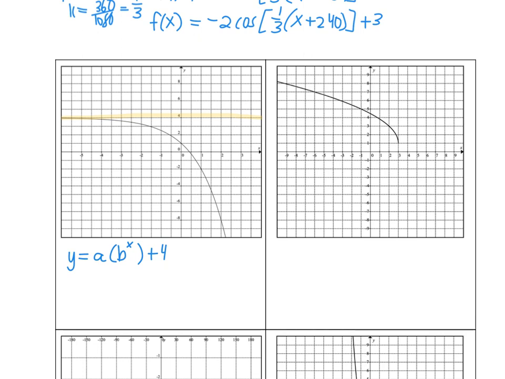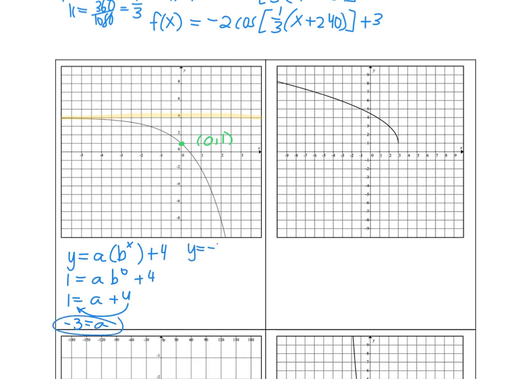Okay, let's identify our y-intercept. And you always have to start with the y-intercept because that will make a variable disappear. So my y-intercept is 0, 1. So I'm going to put 1 in for y, 0 in for x. And if you look at that, b to the power of 0 is 1. So you're really just left with a plus 4. Bring that 4 over, and 1 minus 4 is negative 3. So now I have my a value.